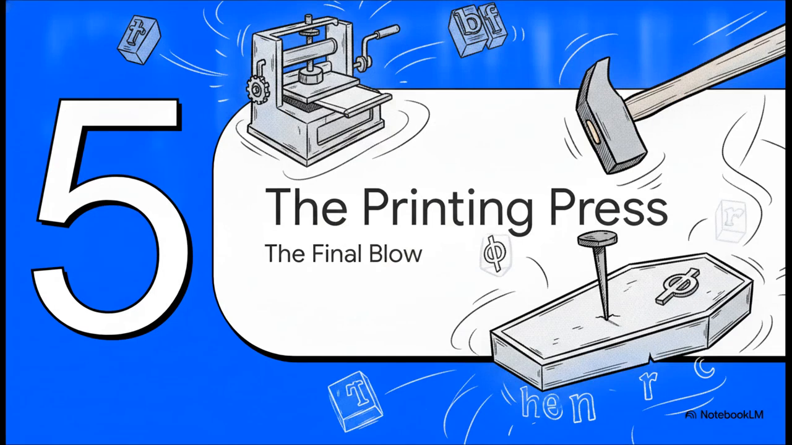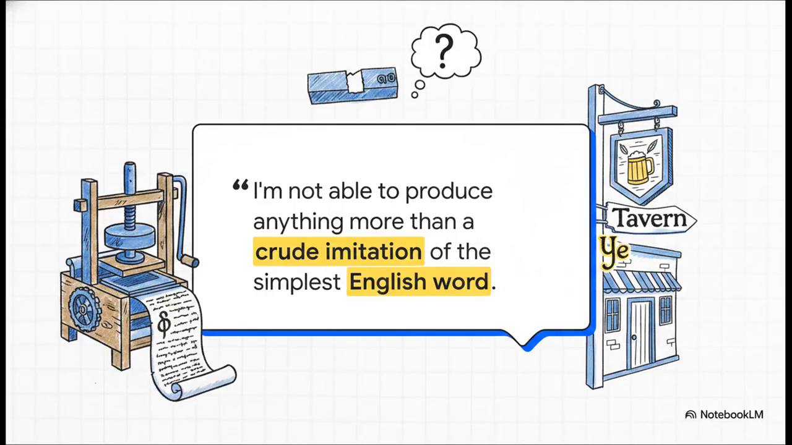Now for Section 5, the printing press, the final blow. By the 15th century, surviving characters like Thorn were essentially on life support, right as a massive new technological standardization arrived to finally finish them off. This brings us to the famous story of William Caxton in 1476. Caxton imported the very first printing press to London from Flanders.